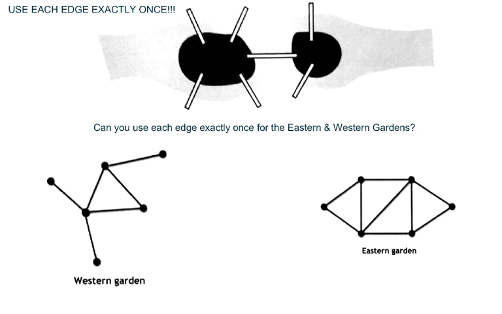So let's take a look at the eastern garden. Can we use each edge exactly one time? And I believe that the answer here is yes. Let me see if I can demonstrate here how to do this. I think, let's say we start right there, go around the outside, and then we used each edge exactly once. We started here and ended here.